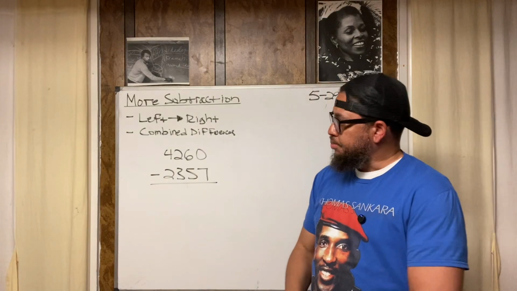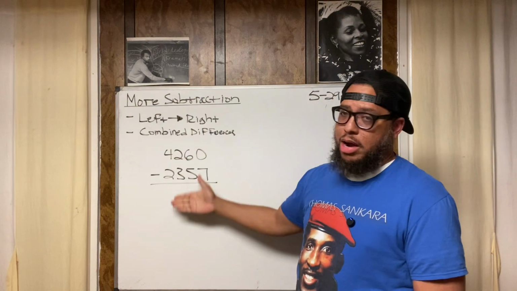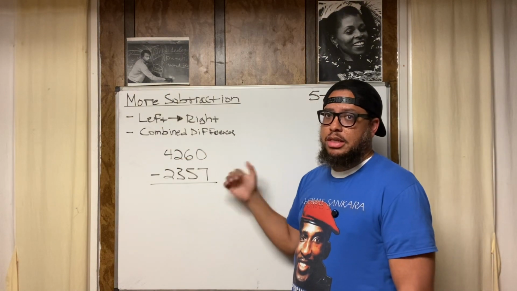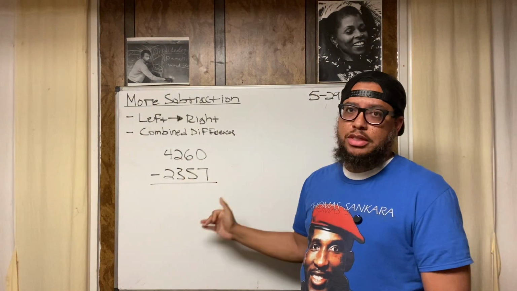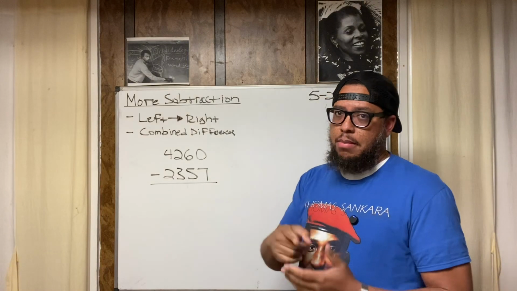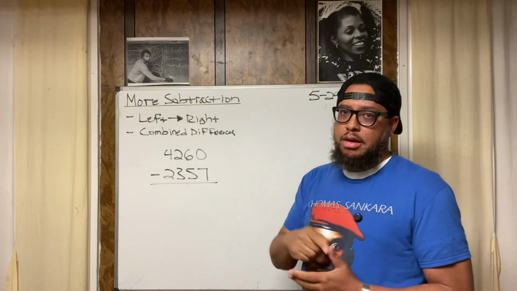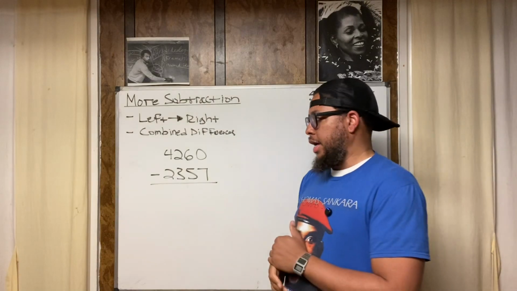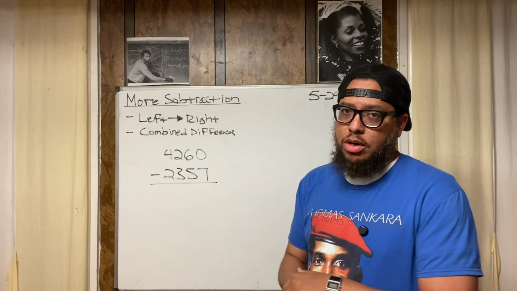All right, now we're gonna do a subtraction problem. 4,260 minus 2,357. 4,260 is what we call the minuend, M-I-N-U-E-N-D. And 2,357 is what we call the subtrahend.